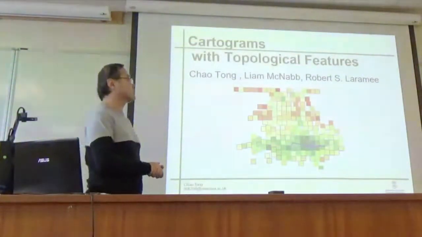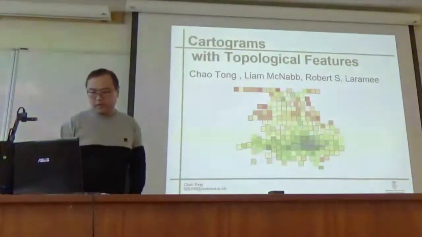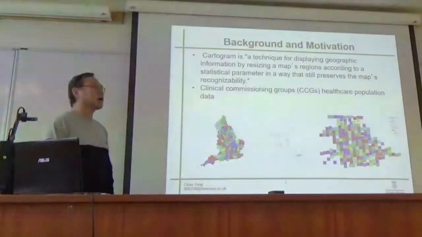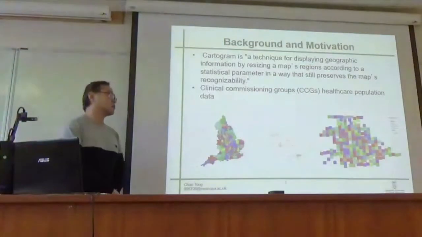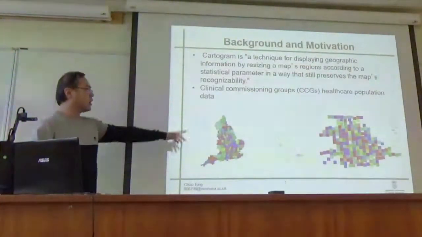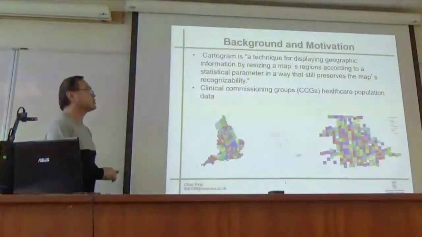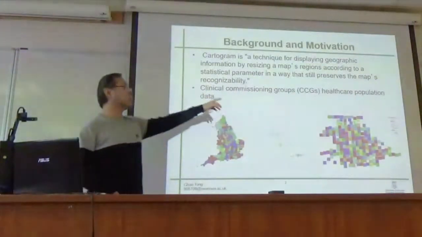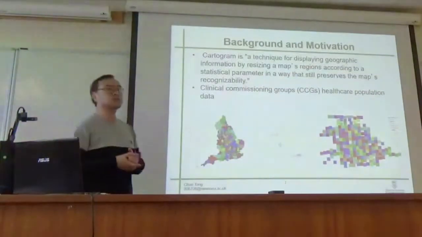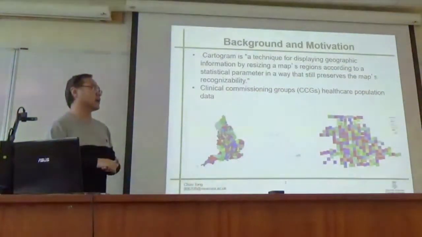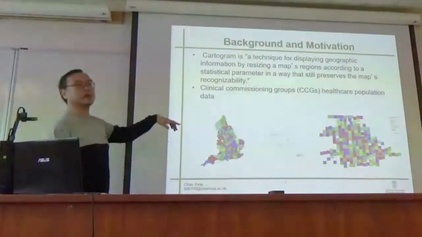Chao Tong from Swansea University, and my presentation is cartogram with topological feature. At the very beginning, I want to talk about the background and the motivation. In our previous work, we were working on the geospatial information, and you can divide it into more than 200 clinical commissioning groups, and we combine this geospatial information with healthcare and population data, and try to generate a cartogram tree map. So in this part, I want to talk about the cartogram.